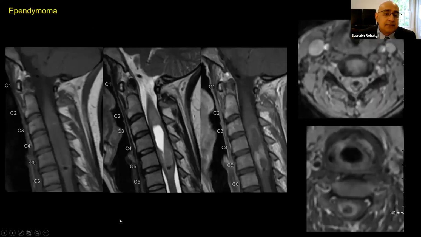gap. This was a patient with ependymoma where you can see that there is expansion of the spinal cord. There's central T2 hyperintensity, and you can see this dark signal on T2, which you can see on the GRE sequence is actually a hemosiderin gap with patchy contrast enhancement.